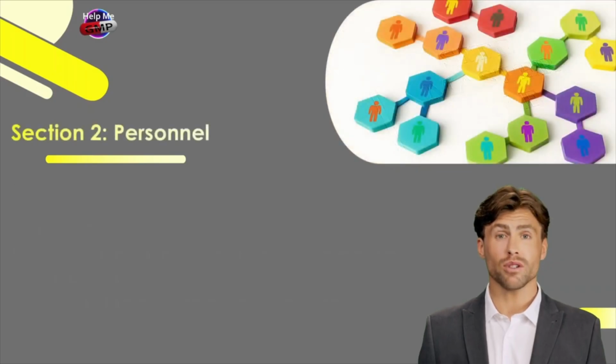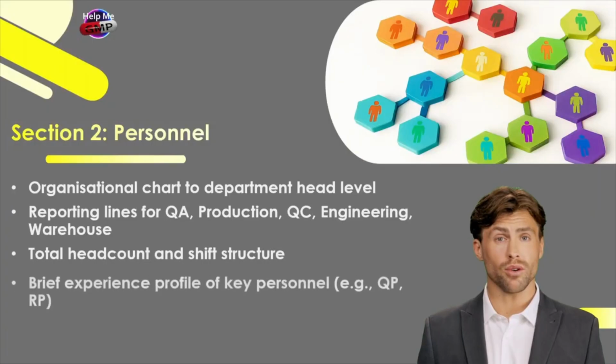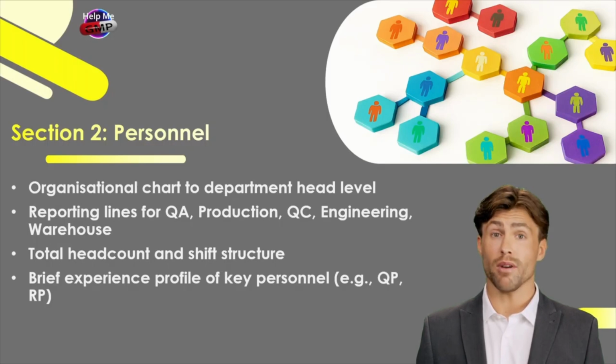Outline the organizational chart down to department head level. Show reporting lines for quality assurance, production, QC, engineering and warehouse. Include total headcount, shift structure, and a paragraph on the experience profile of key individuals, for example, qualified person or responsible person.